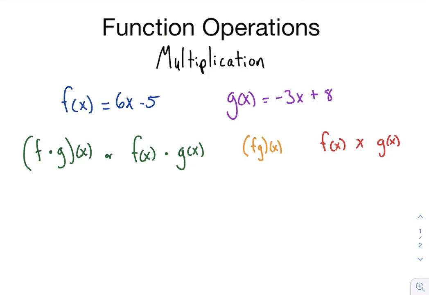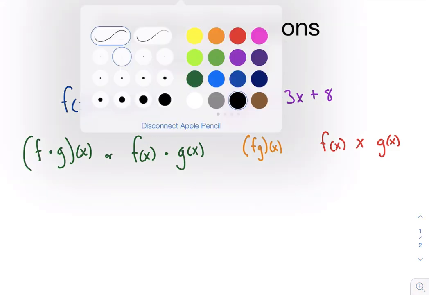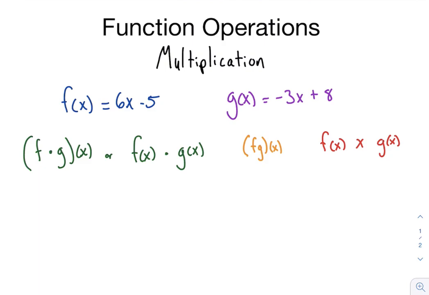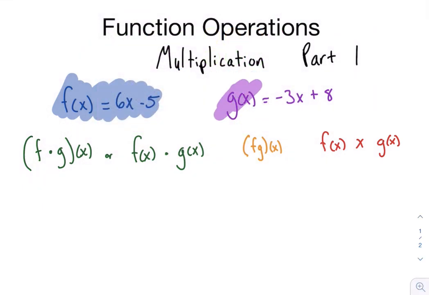Hello everyone. In this video we are going to be looking at function operations, multiplication, and we'll call this part 1 because I'll do 2 videos for multiplication. In this video we will see again that we are given 2 functions. In this case these are new functions compared to the first 2 videos. We have f of x, which is 6x minus 5, and g of x, which is negative 3x plus 8. Now we're going to be doing multiplication.